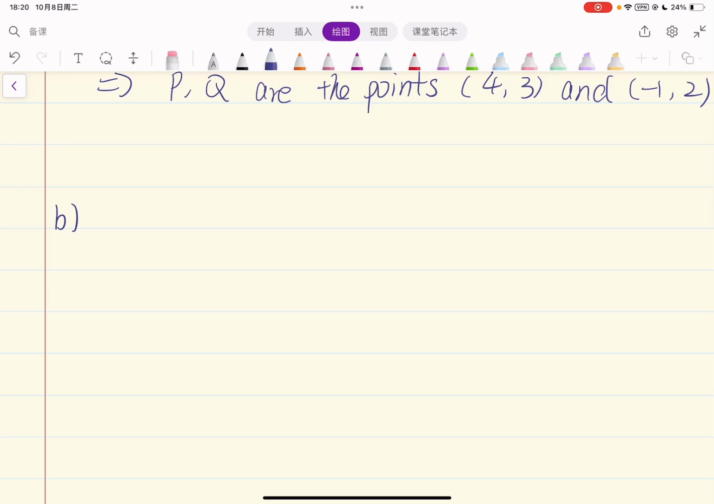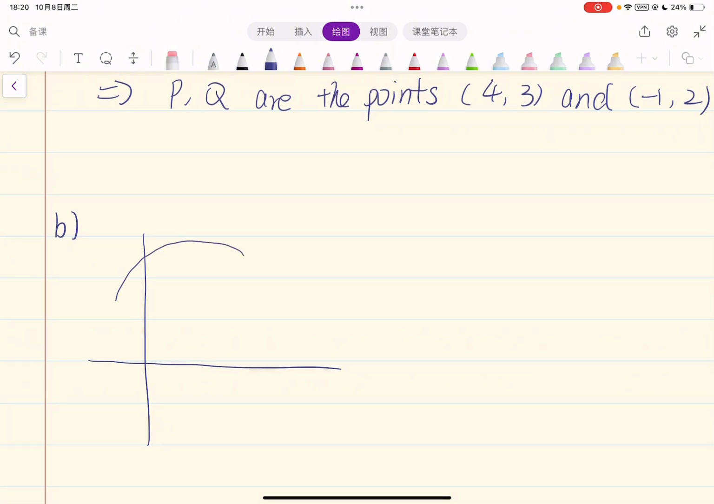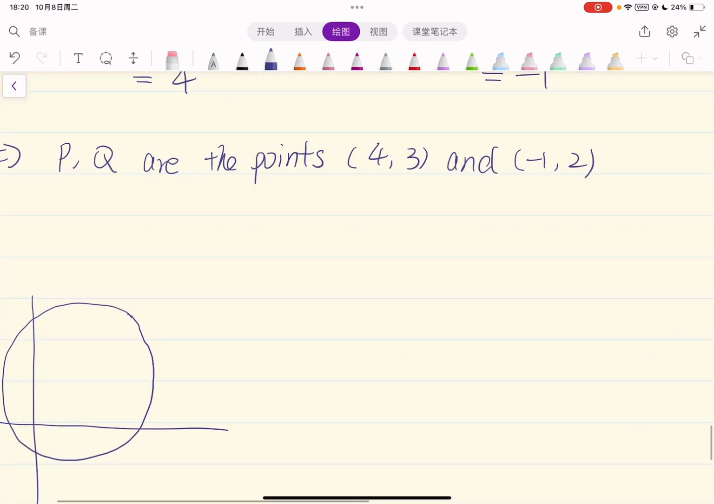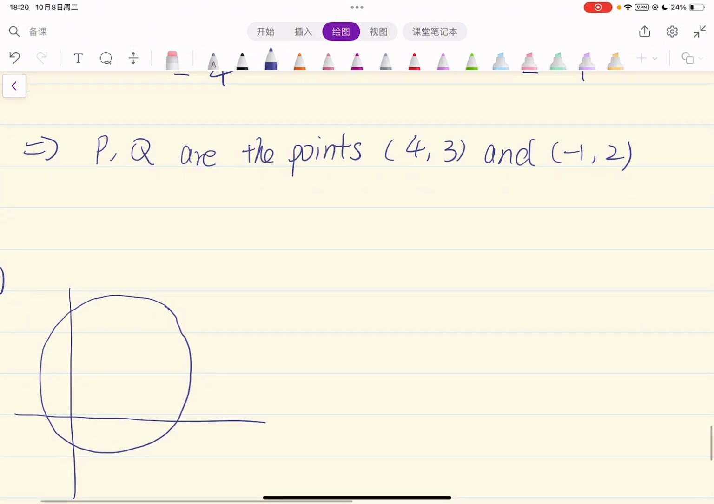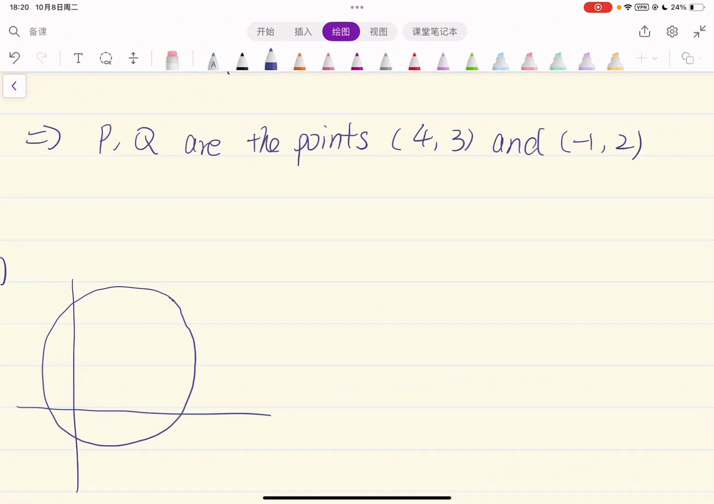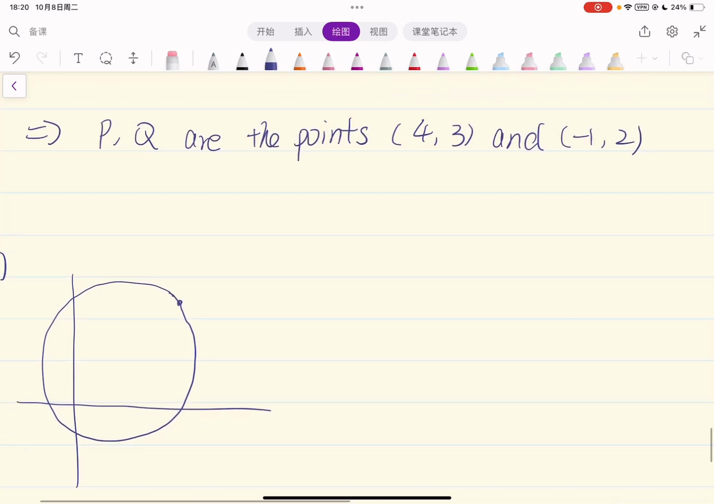We can sketch a graph. So there is a circle, probably here. And we know that P and Q are points that lie on the circle. Let me say Q is 4, 3. So here's Q and here is P. And we draw PQ on here.